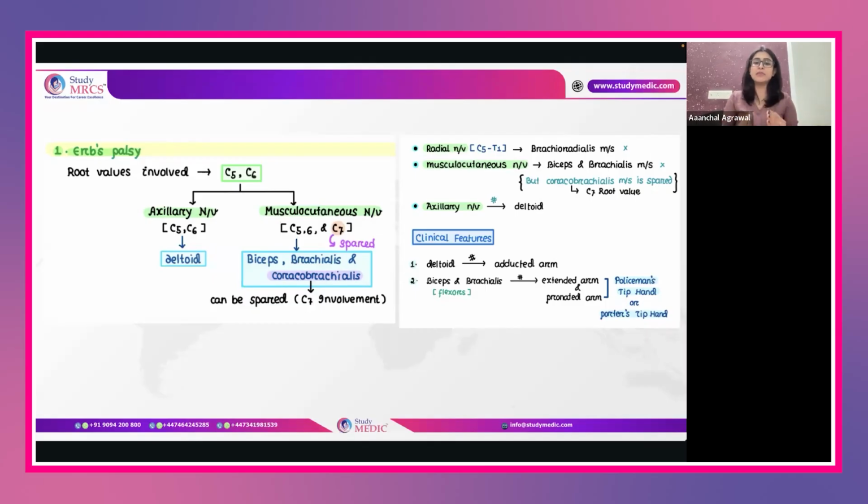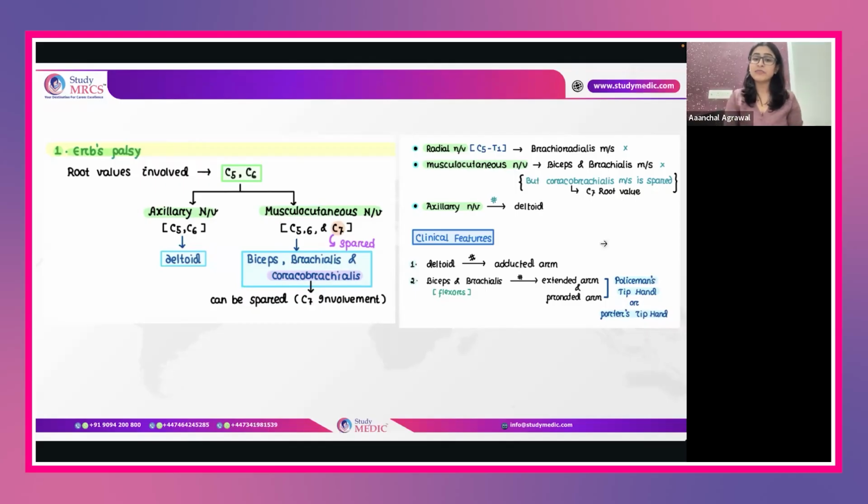Okay, so let's see now what happens in this Erb's palsy. If these three nerves are injured, for example, first the axillary is injured, so the deltoid is gone, then hand abduction won't be possible. So the hand will remain in an adducted position. Okay, first finding. Then the second, the musculocutaneous nerve. It supplies the biceps, brachialis, and coracobrachialis. Collectively, they do flexion and supination. So if these functions are lost, what will be the resulting finding? The hand will be extended and in a pronated position. So first it will be adducted, second extended, and third pronated.